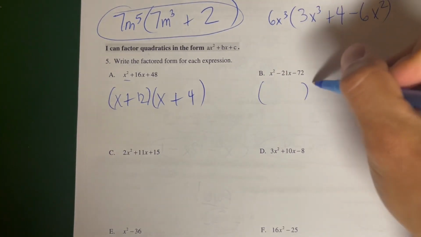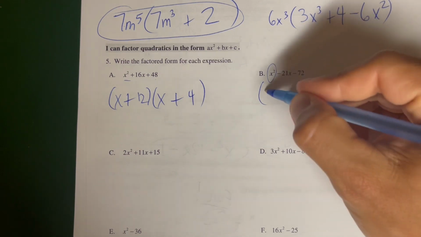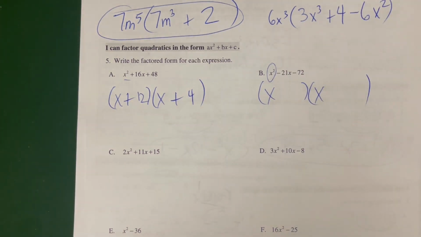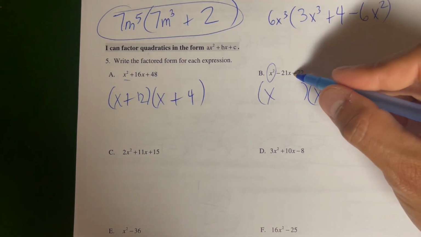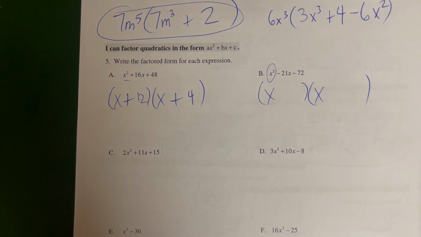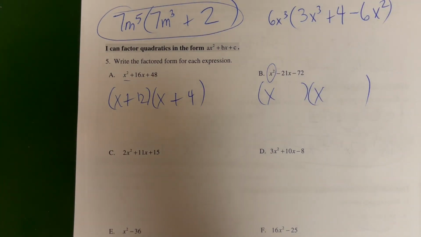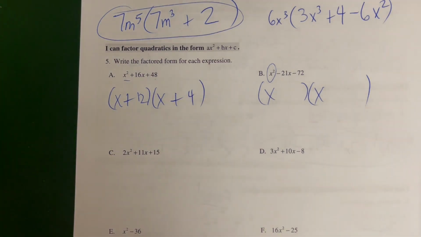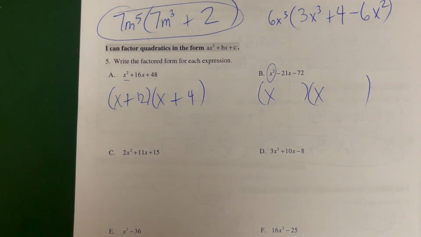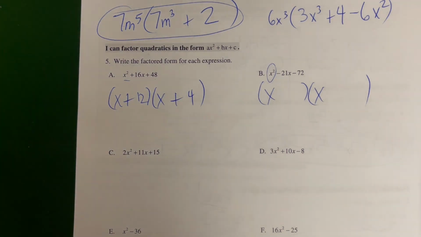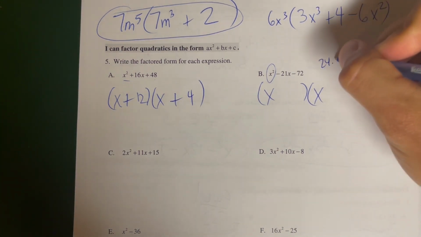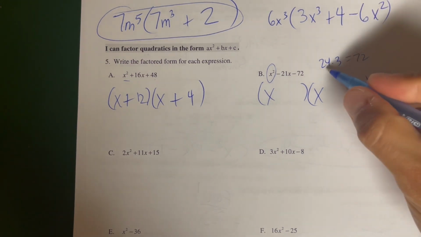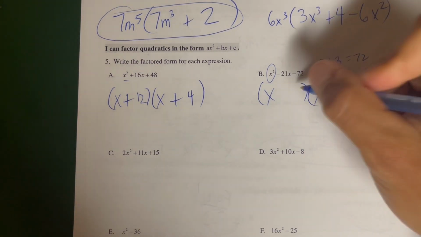Same thing with part B, 2 sets of parentheses. Out in the front is an x squared, so that's going to be x times x. I want factors of 72 that subtract to 21. Well, I think about 8 times 9. That's 72, but that doesn't give me 21. 36 times 2 doesn't give me 21. What about 18 times 3? No, 18 times 3 is 54. How about 24 times 3? Let's see. 24 times 3 is 72, and 24 minus 3 is 21, so that's going to work.